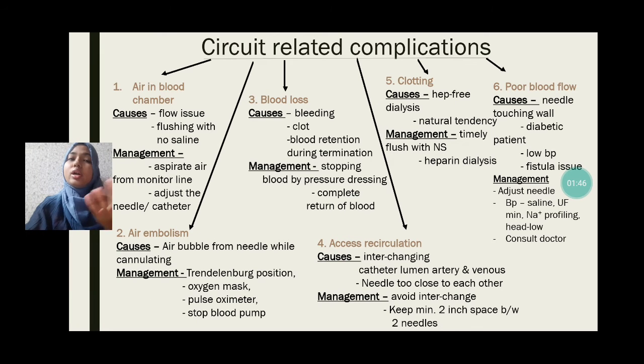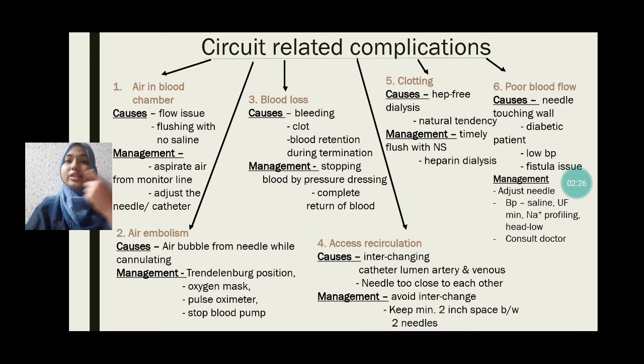Further we go on to circuit related complications. There are many. Among them, air in blood chamber. You all know that there are two types of blood chambers, the arterial blood chamber and the venous blood chamber. These chambers may get air due to flow issues or flushing with no saline. If there is no saline in that air chamber, air may be present in those chambers, which may go inside the patient and is very harmful. So how will we manage it?